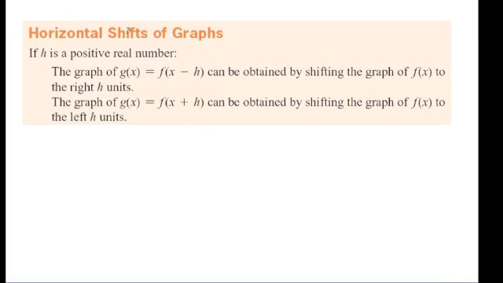Now, a horizontal shift of a graph. When h is a positive number, and g of x equals f of x minus h, notice the x minus h is replacing just the plain x. The shift in the graph is h units right. When it's minus h, it's h units right. The graph of g of x equals f of x plus h can be obtained by shifting the graph left h units. So plus h moves it left. We need to know these things.